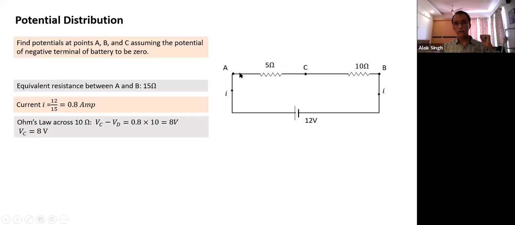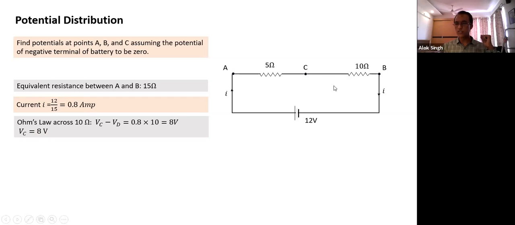So we apply Ohm's law across the 10 ohm resistance. I know the current here. Current is 0.8 amperes. If current is known, I can find out potential using Ohm's law. V is equal to IR. So what is the potential difference?